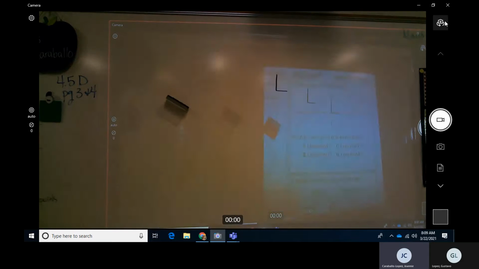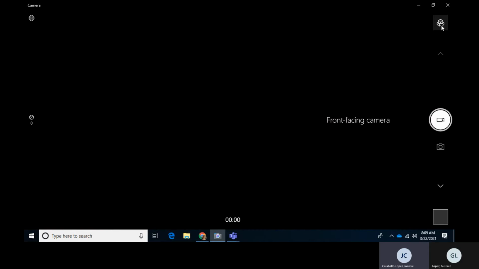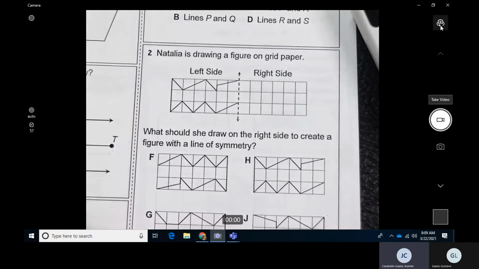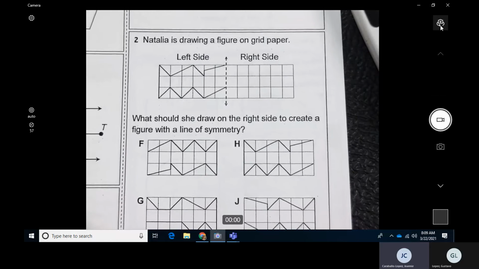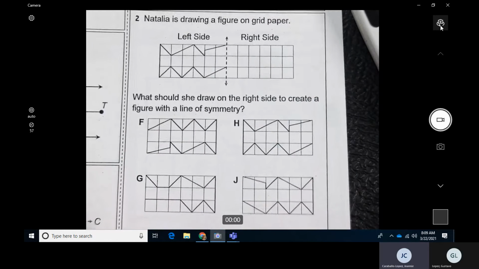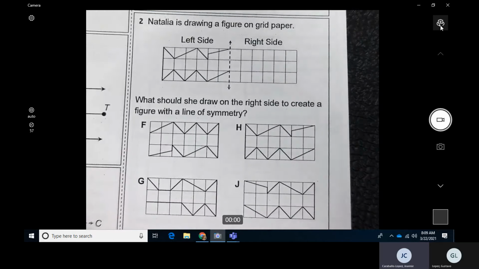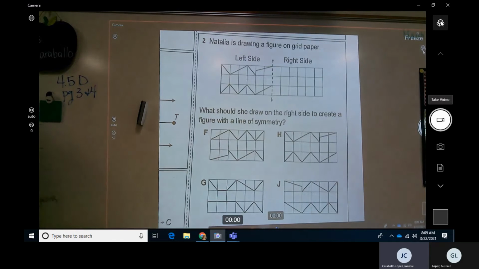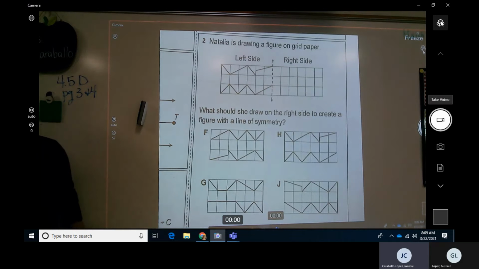On number 2, okay. Omar, can you erase my board? Number 2 says, Natalia is drawing a figure on grid paper. Natalia está dibujando una figura en un papel de línea. Then it says, what should she draw on the right side to create a figure with a line of symmetry? ¿Qué debe dibujar ella en el lado derecho para crear una línea de simetría?